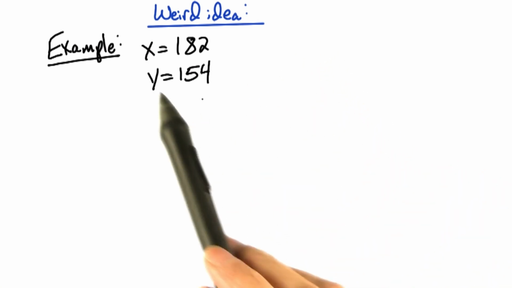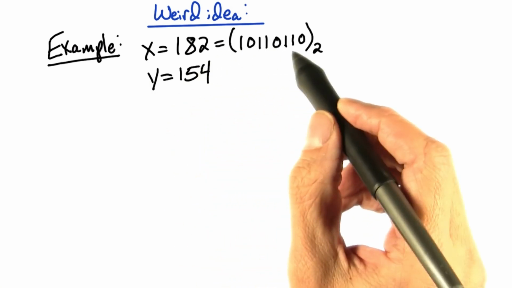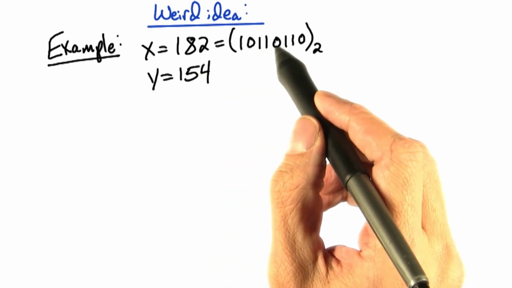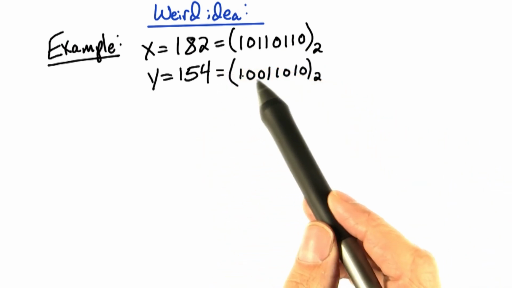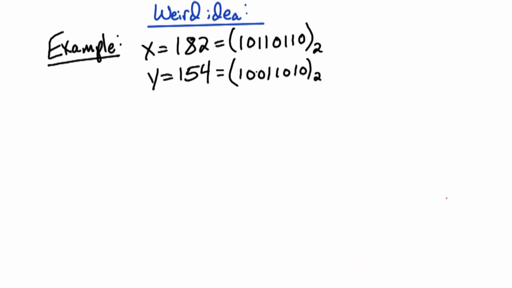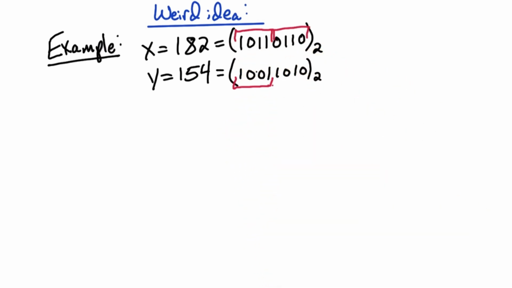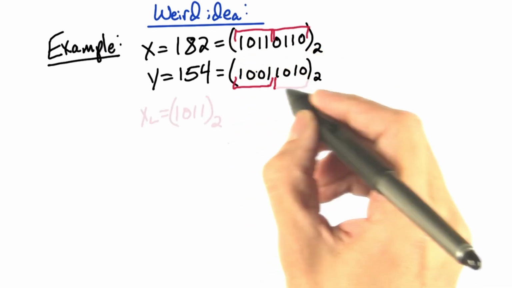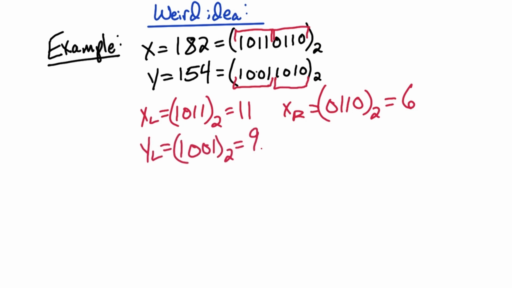So let's take this example. X equals 182 and Y equals 154. If I write 182 in binary, it's 10110110. And 154 in binary is 10011010. Our approach breaks up X into the 2 halves, XL and XR. And similarly, we have YL and YR. XL is 1011, which is 11 in decimal, and XR corresponds to 6. YL corresponds to 9, and YR corresponds to 10.